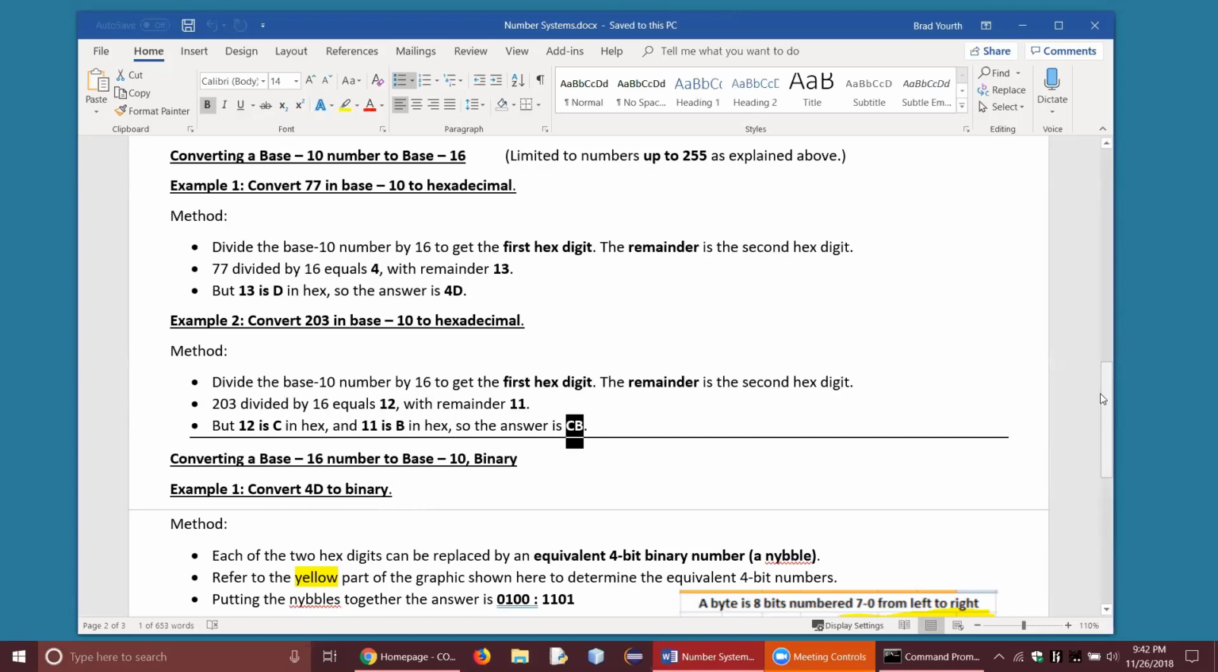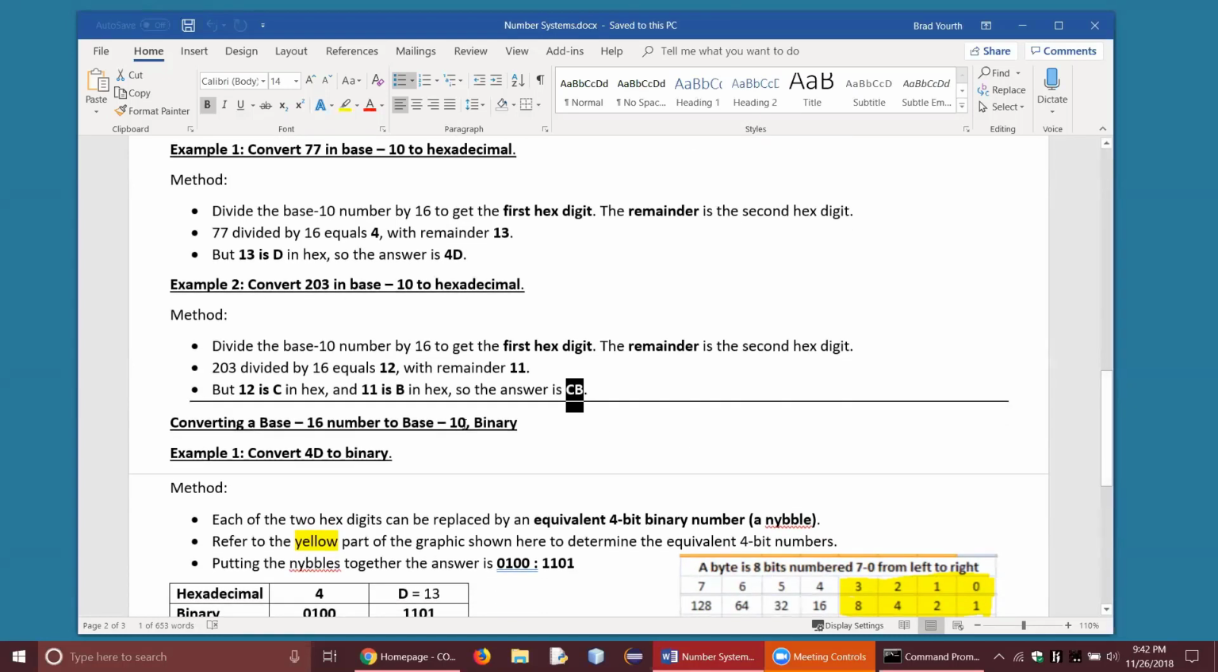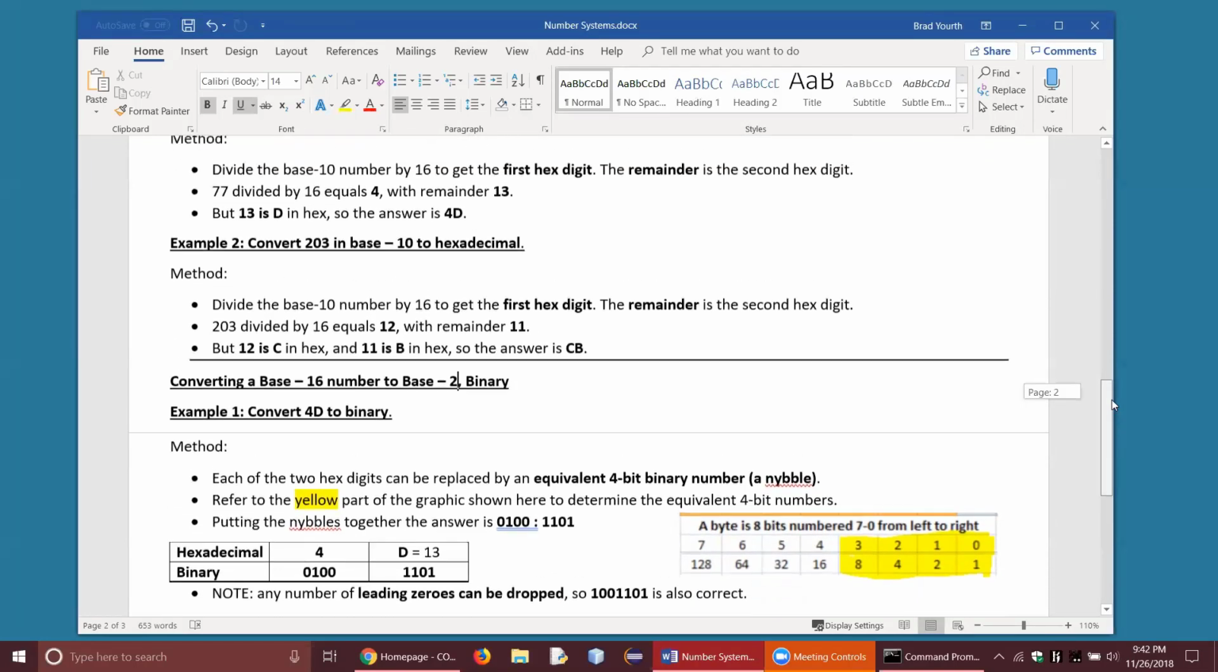Now, we also want you to be able to convert from hex to binary, and I've got a mistake right here that I've got to fix up. This should be base 2. We want to convert it to binary, but that's, of course, base 2, not base 10. Okay, so this is another type of conversion that we want you to do, from hex to binary. And as it turns out, this is actually quite easy once you get the concept.